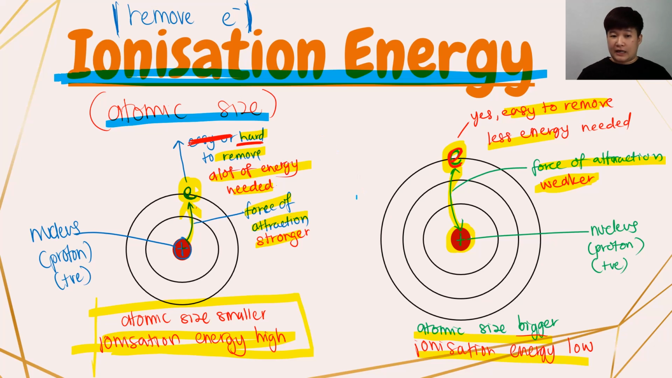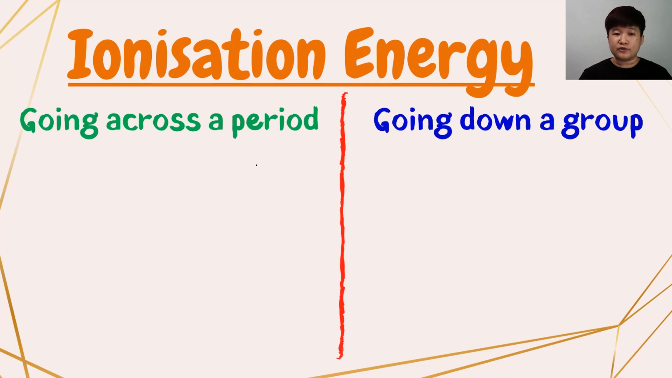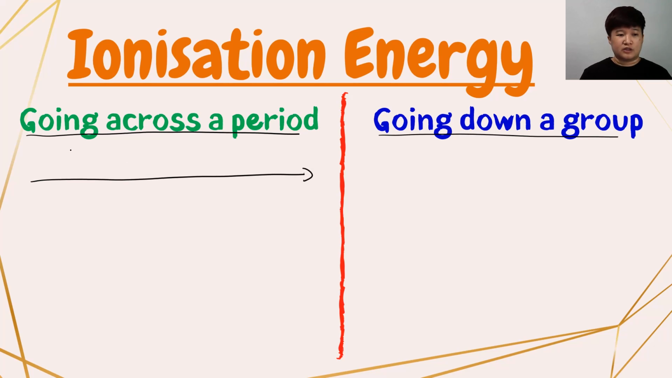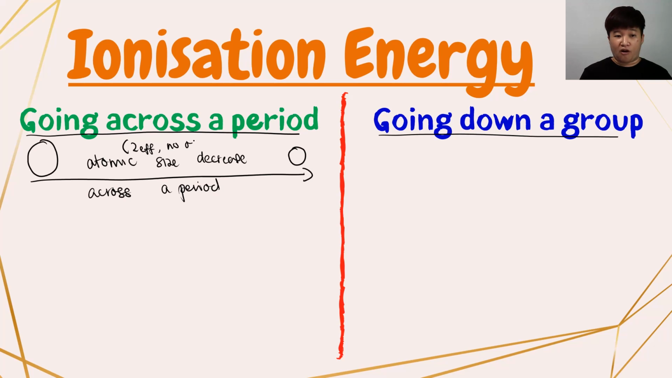Alright? And I hope you understand until here. Okay? So let's move on to how ionization energy will change when you are going across a period and also going down a group. So we know that when you are moving across a period, the size becomes smaller. Alright? When you move across a period, your atomic size decreases. And we know from your previous video, this is highly affected by the effective nuclear charge and number of protons. That's why the size becomes smaller.